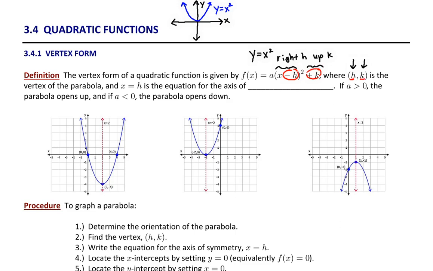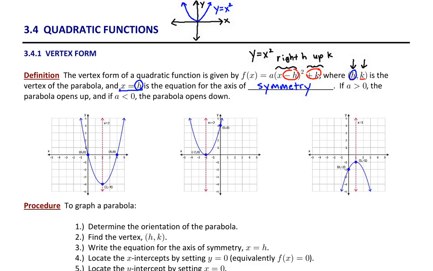Now, all of our parabolas are going to be symmetric about a line called an axis of symmetry. x equals h is the equation for the axis of symmetry. As we learned in the previous video, x equal to a constant is the equation of a vertical line. So notice the constant here matches the x-coordinate of our vertex. This simply means that the axis of symmetry is a vertical line passing through the vertex. It's going to divide our parabola in two matching pieces.